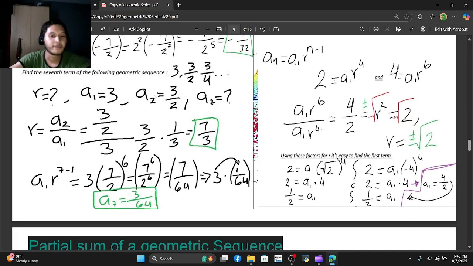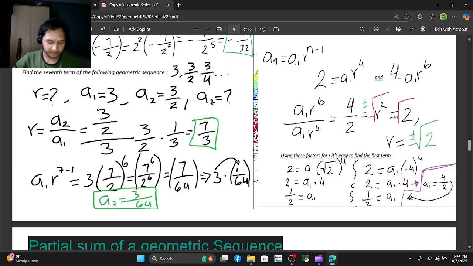Okay, let's continue. We know what the second term is. Once you have two numbers in the sequence, you can get the ratio, but we want to know what the seventh term is. So we want to know the ratio and the 7th term in the sequence. We know that the ratio is the second term divided by the first one. So we have 3 divided by 2, divided by 3.